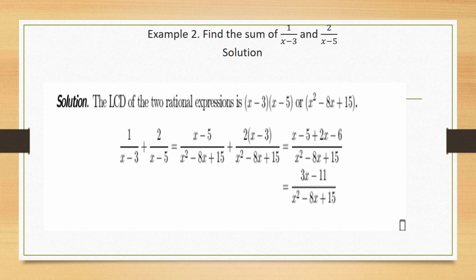So combine like terms. Since x and 2x are the same variables, you can combine them. So 1 plus 2, then copy the variable, which is x. So it will become 3x. Negative 5 minus 6: since they have no variable, you can combine them. Since they are the same in sign, we will add the numbers and then copy the sign. So that makes it 3x minus 11 over x squared minus 8x plus 15.